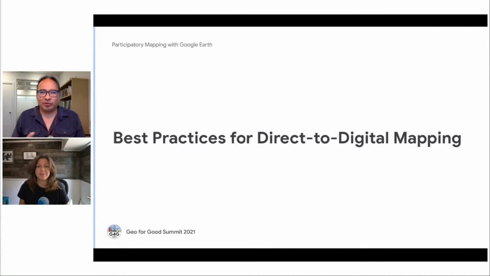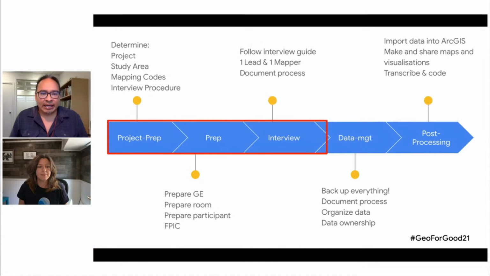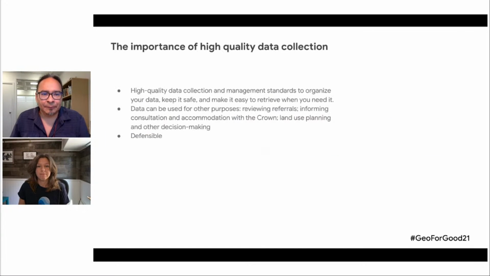Excellent. Yeah, what we found in the process of setting up this direct-to-digital mapping method is that there are some elements to it that are really important to take into consideration. And I'm going to talk about this timeline of organizing the actual process. And I'll dive in a little bit deeper into what the steps are required. But this provides a quick overview of what we're going to be talking about in terms of best practices.